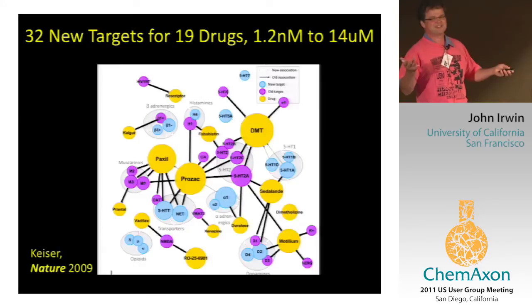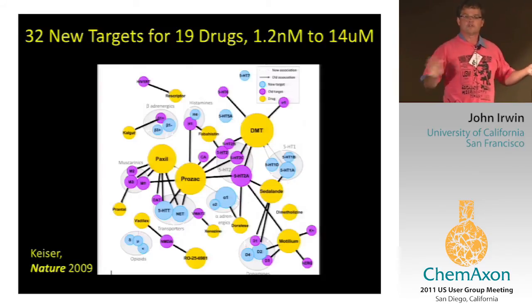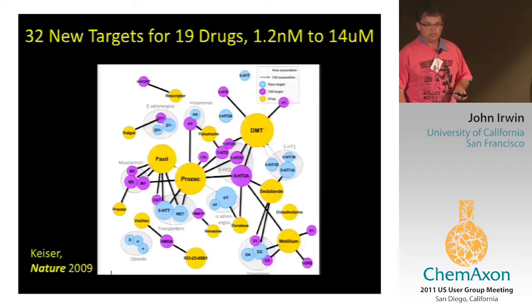DMT isn't really a drug, it's an endogenous metabolite. It's also a drug of abuse, but nevertheless, it's a drug for our purposes. Paxil, Prozac, and so on. And so these are the existing relationships. So this is pharmacology before we got to it. And then the lines that you're going to see up here are the new connections between drugs and targets that we predicted, and then we tested experimentally.